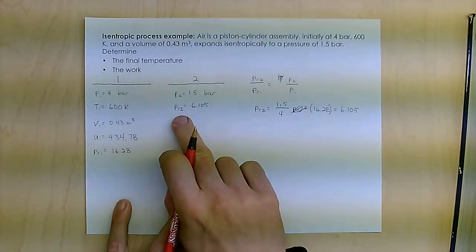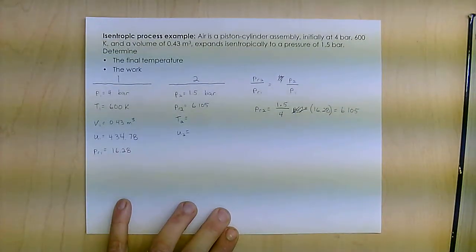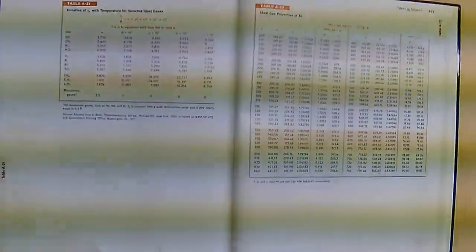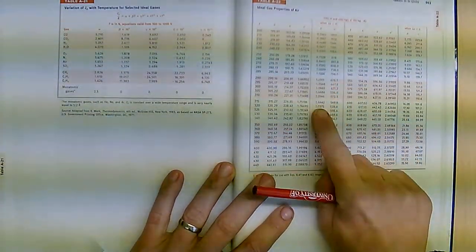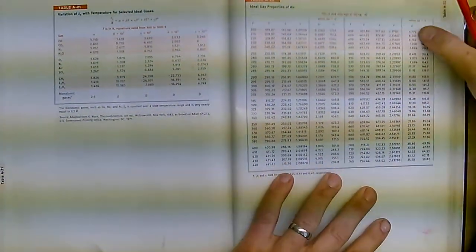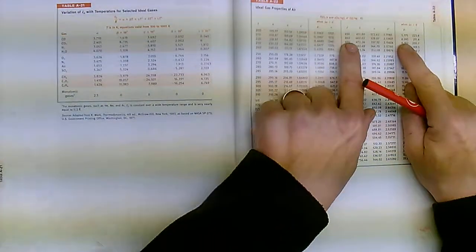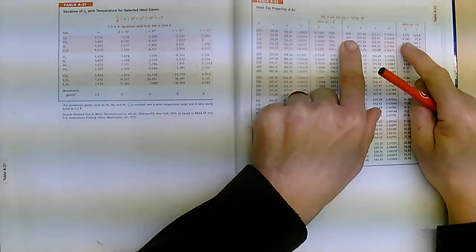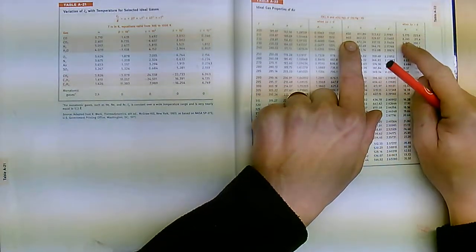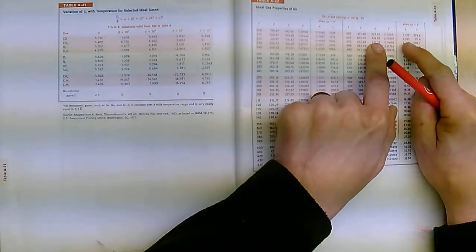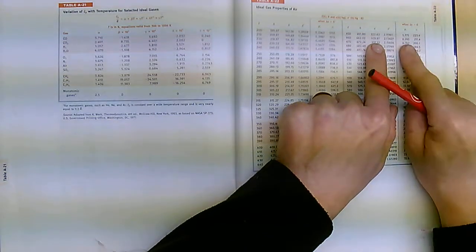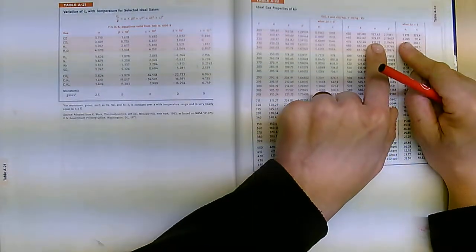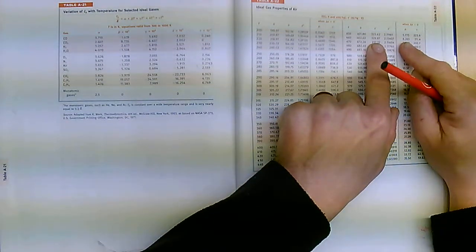Now that I have PR2, I can look that up in my table to find T2 and U2. So again, it's about 6.1. So I scroll down my PR values until I find 6.1, which is going to be right in here, right between 450 and 460. And when I do my interpolation, I actually get 457. And then I can do the same thing with my U value, which is going to be between 322 and 329, because again, I'm at 6.1, and I actually get 327 for my U value.